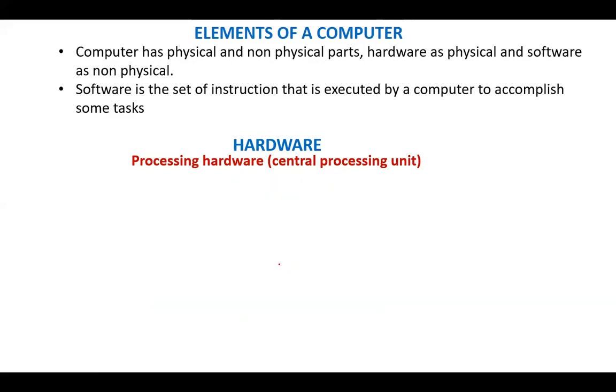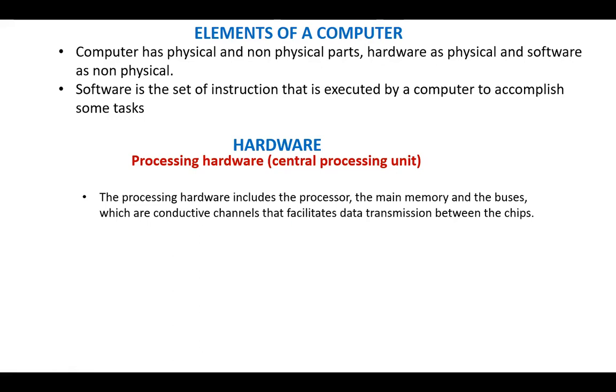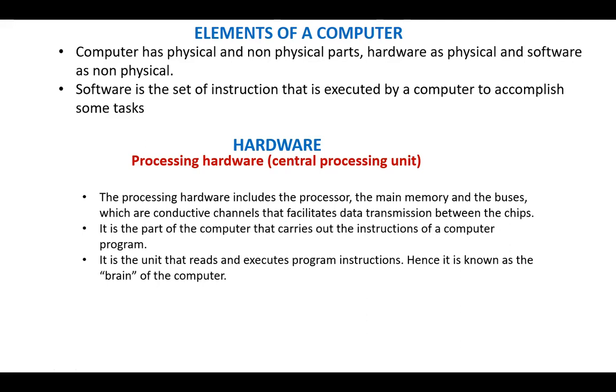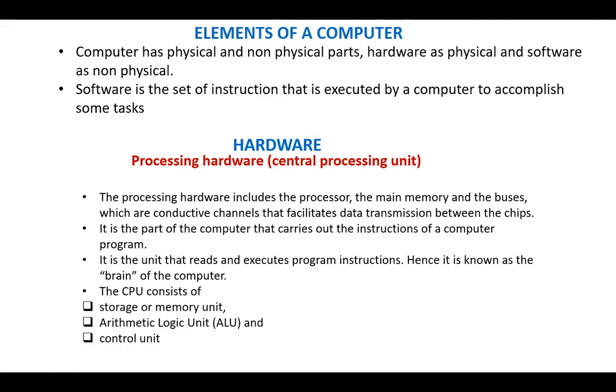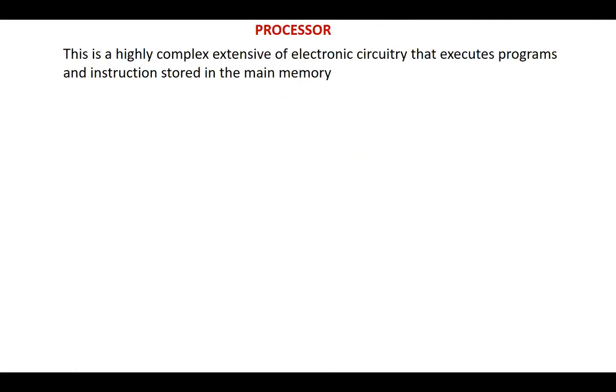All right, so let's look at them in details one by one. Let's first talk about the processing hardware. The processing hardware includes the processor, the main memory, and the buses. It is the part of a computer that carries out the instructions of a computer program. It is the unit that reads and executes program instructions, hence it is known as the brain of a computer. The CPU consists of the storage and memory unit, the arithmetic logic unit, and the control unit. So we talked about this. Now let's look at the processor.